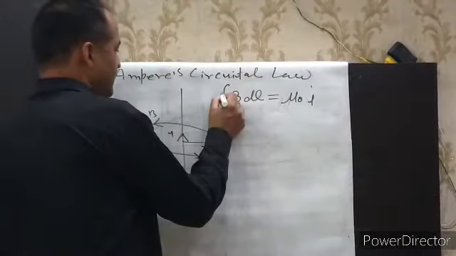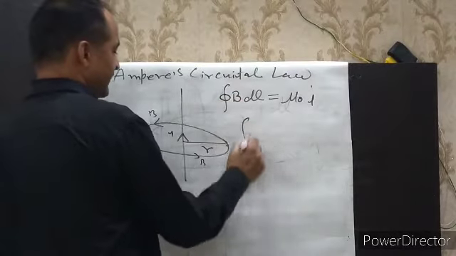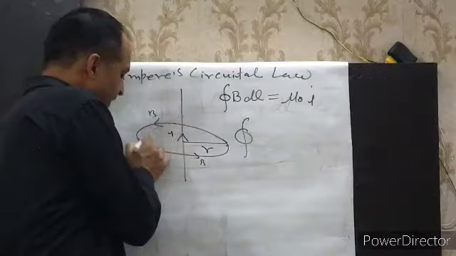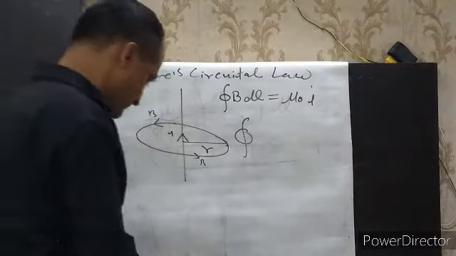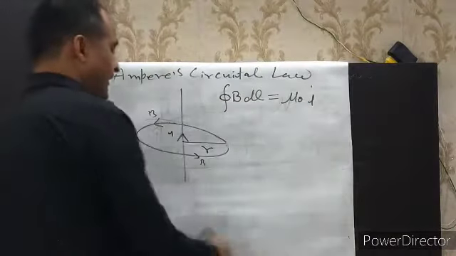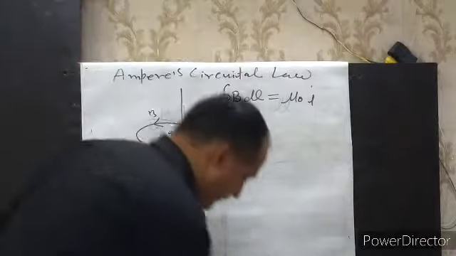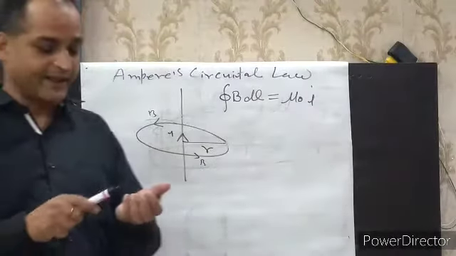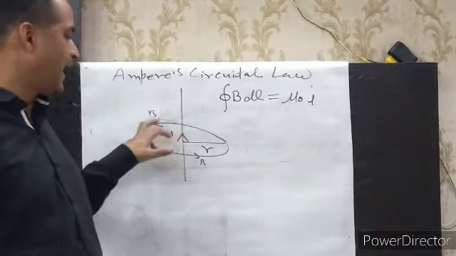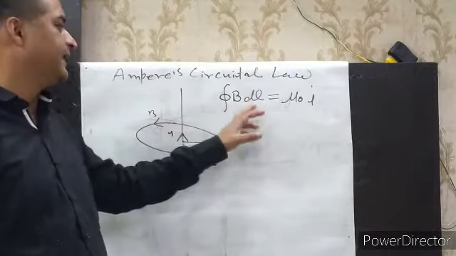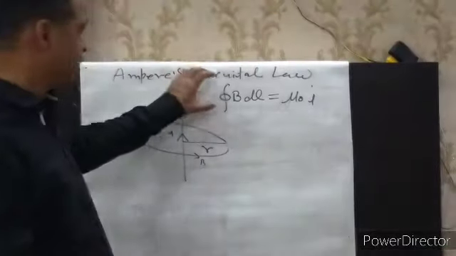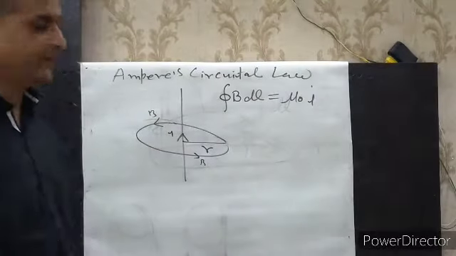Actually this is a closed integration. For closed integration we make the symbol like this. Closed line integration. Clear? Then the line integration of magnetic field is equal to mu naught times the total current flowing in the circuit. This is the statement of Ampere circuital law. I am repeating it again: the line integration of magnetic field around the circuit is mu naught times the total current flowing in the circuit. This is the statement. Now we will prove this.